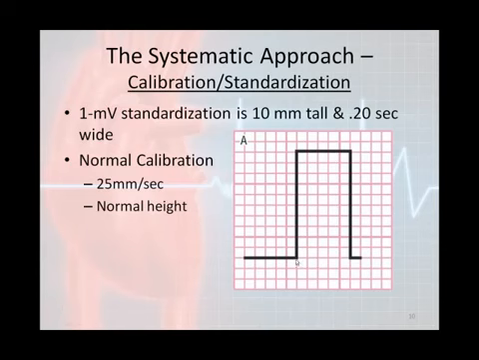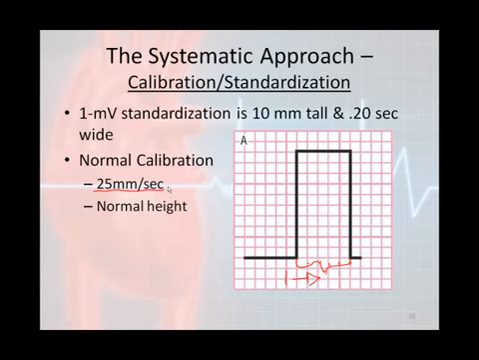So if you look down here, we have 1, 2, 3, 4, 5 boxes wide. So this is the equivalent of 1 big box, which tells me going in that direction that this is printing at exactly 25 millimeters per second, which is the standard print speed in healthcare.